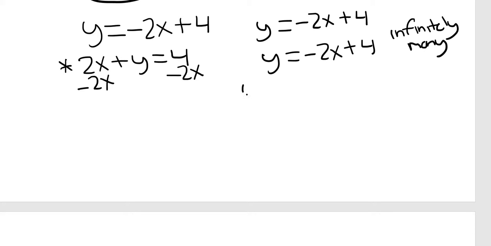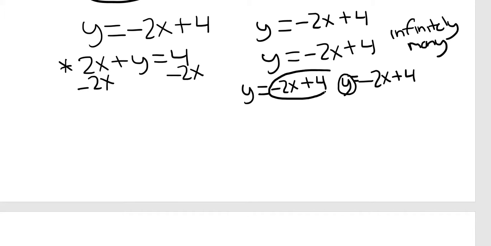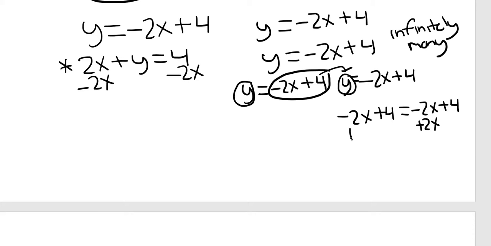Now, if you were to go through the process of putting the two equations side by side, and you were to replace the y in this equation with negative 2x plus 4, because you know that is equal to y, negative 2x plus 4 equals negative 2x plus 4. And then to solve for the x, we'd have to add 2x to both sides. So we would get 4 equals 4. That is a true statement.